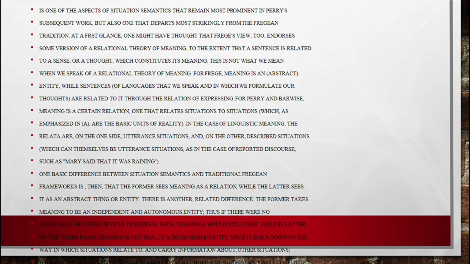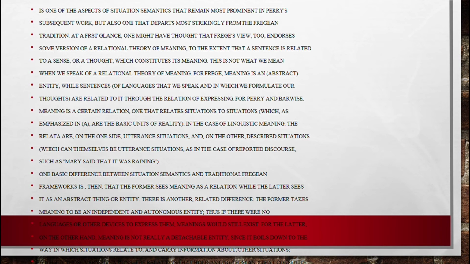tradition. At first glance, one might have thought the Fregean view endorses some version of a relational theory of meaning, to the extent that a sentence relates to a sense or a thought which constitutes its meaning. But that is not what we mean here. In a relational theory of meaning for Frege, meaning is an abstract entity, while sentences of the language that we speak and in which we formulate our thoughts relate to it through the relation of expressing.